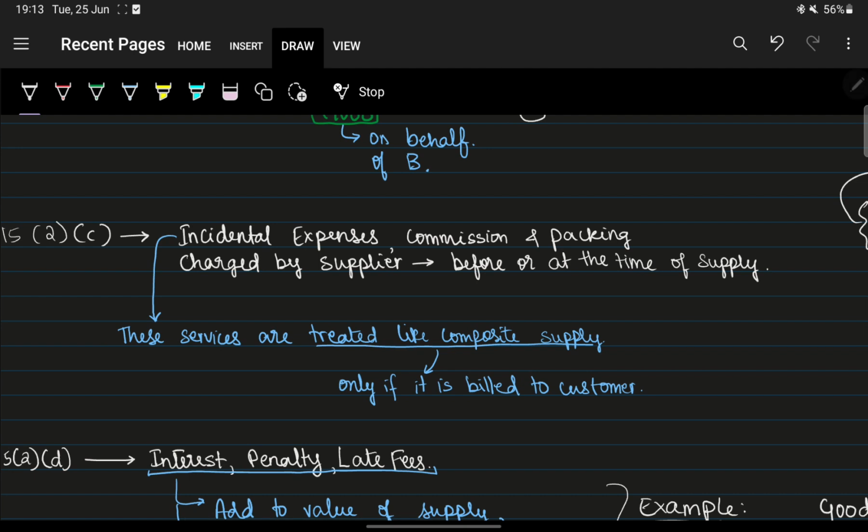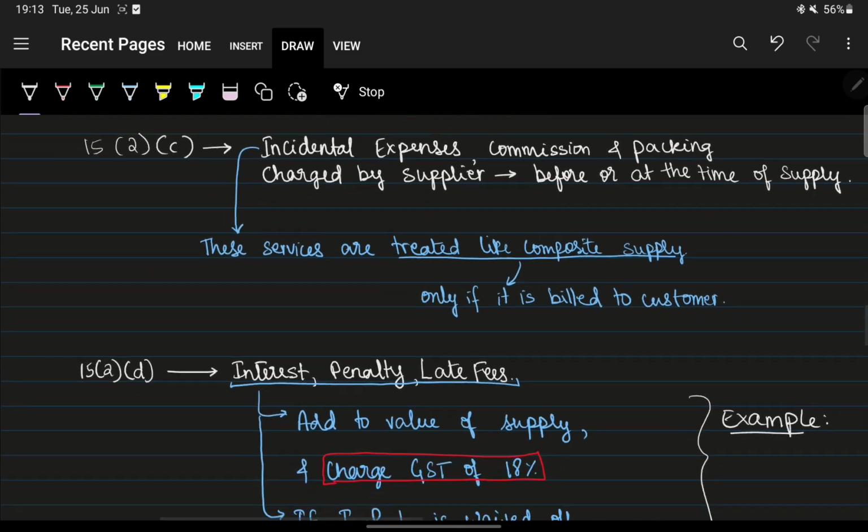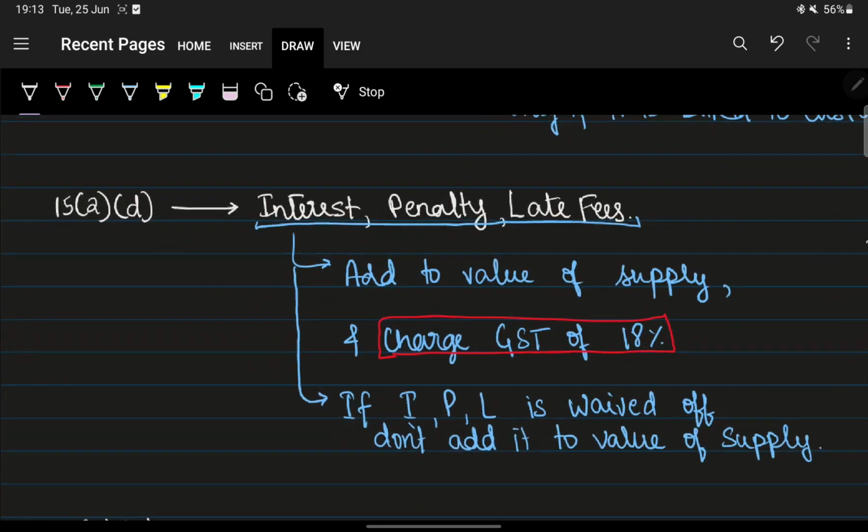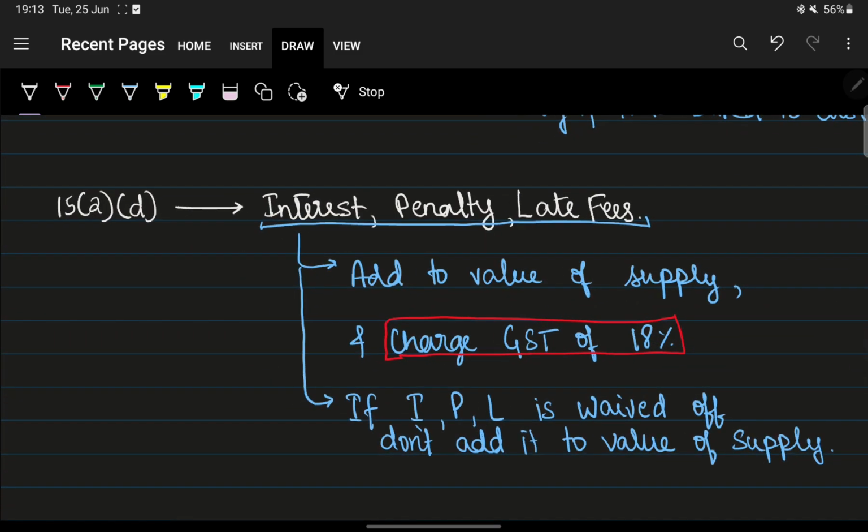So if there are any incidental expenses, any commission charged, or any packing expenses charged by the supplier before or at the time of supply, only then it will be treated as a composite supply. Okay, and it should be billed to the customer, right? So that was section 15 subsection 2 clause C. Very simple, right? Now next, moving on.